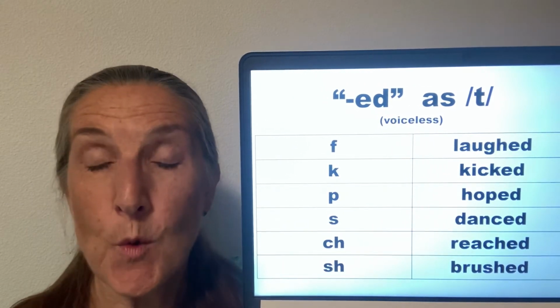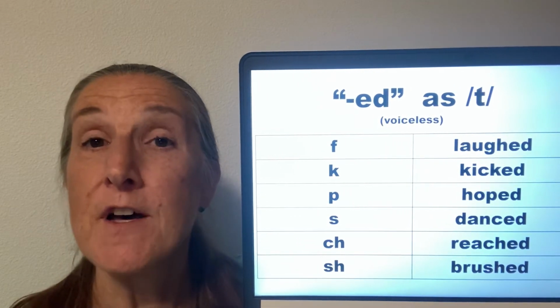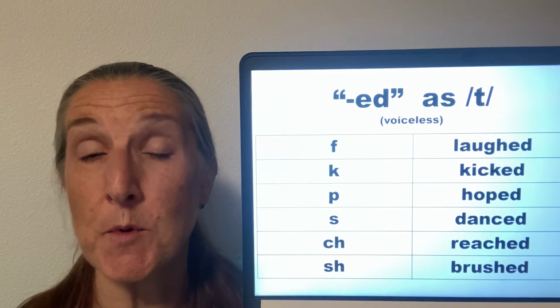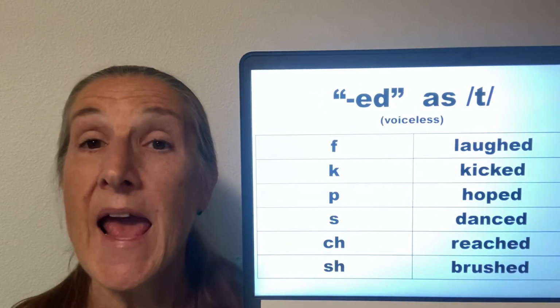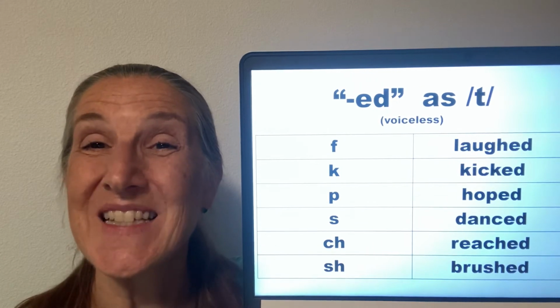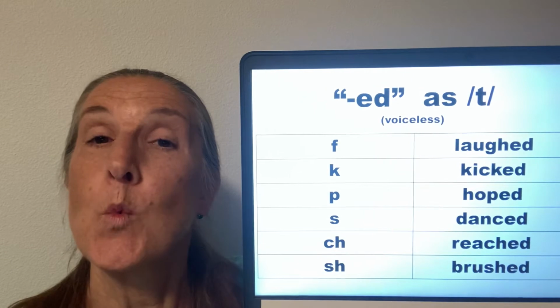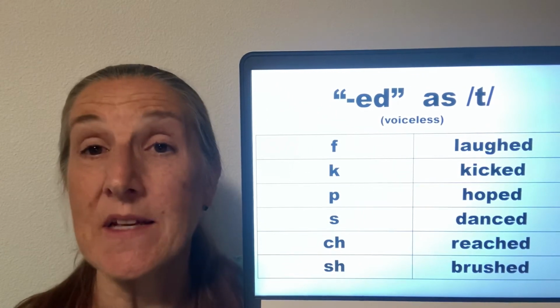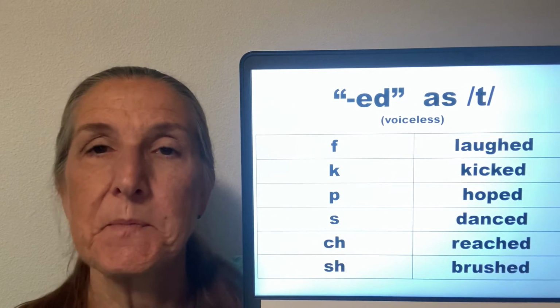Note again, though, that we're interested not in the letters, but the sounds. The F sound in laugh is formed by a GH, but it's still that F sound. And the S sound in dance comes from a C, but we use that T sound because it's an S sound, even though it's the letter C.